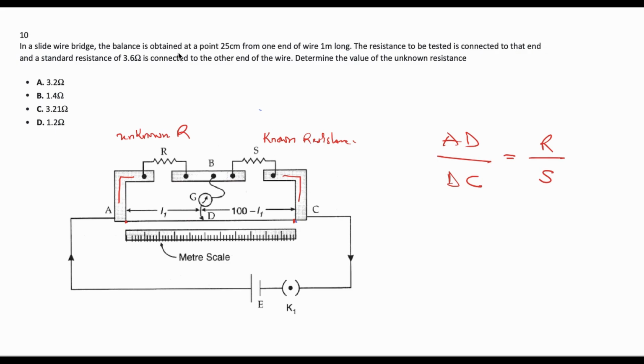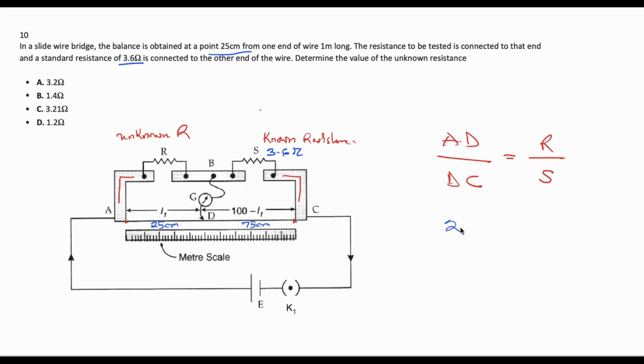So the question says the balance is obtained at a point 25 centimeters from one end of the wire, and the resistance to be tested is connected to that end. So the resistance to be tested is R. We know that the distance between A and D is 25 centimeters, which means this other end is 75 centimeters. And we know that the resistance here is of value 3.6 ohms because it's given in the question as well. So let's plug those into our formula here.